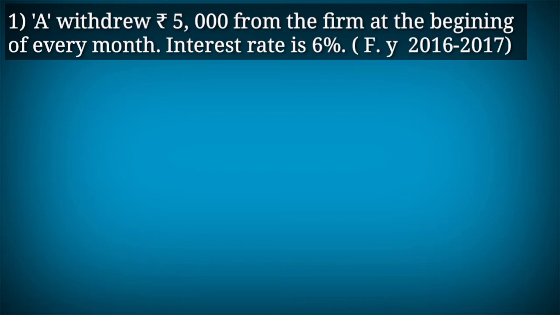2016-2017. In this question, A withdraws 5,000 from the firm on the first day of every month. First day of every month means 1st April, 1st May, 1st June, 1st July, 1st August, 1st September, 1st October, 1st November, 1st December, 1st January, 1st February, 1st March. So he is withdrawing every month at the beginning. First of all, we have to calculate the average period.